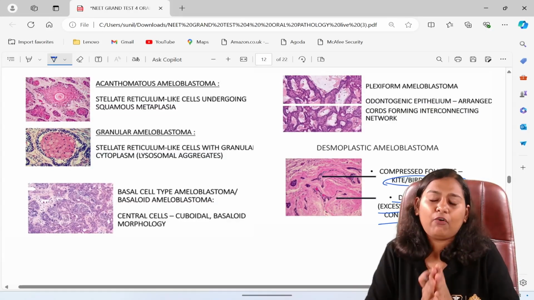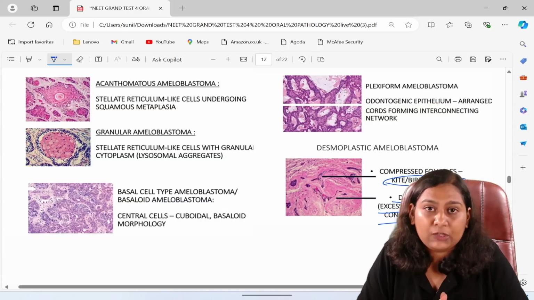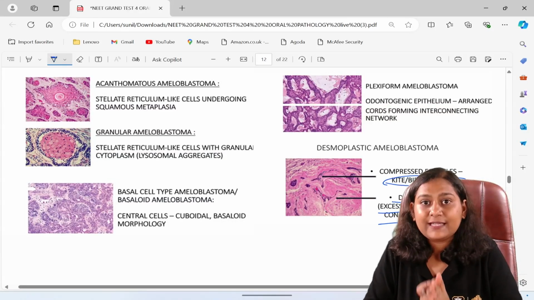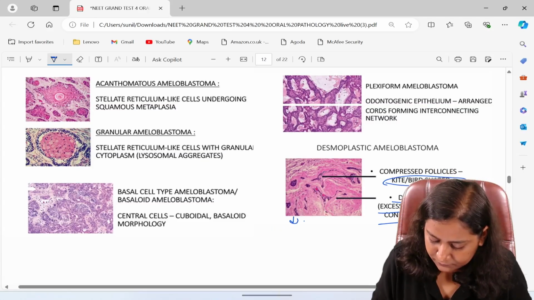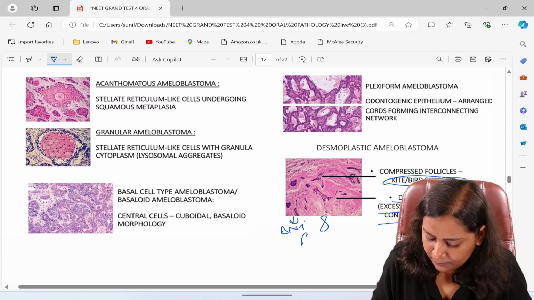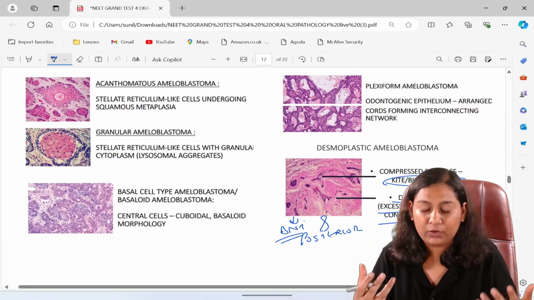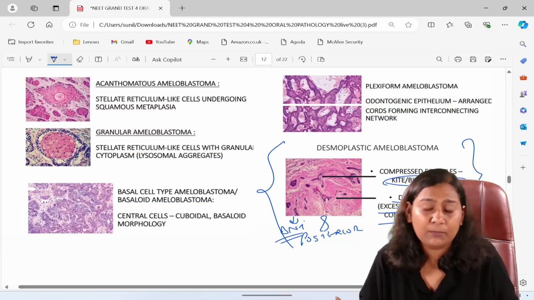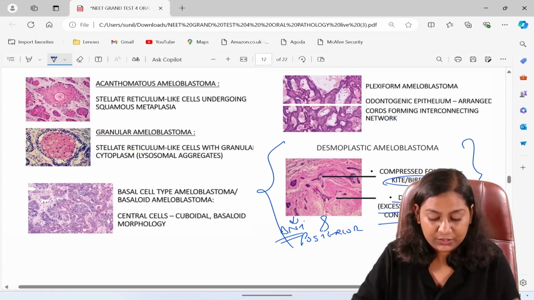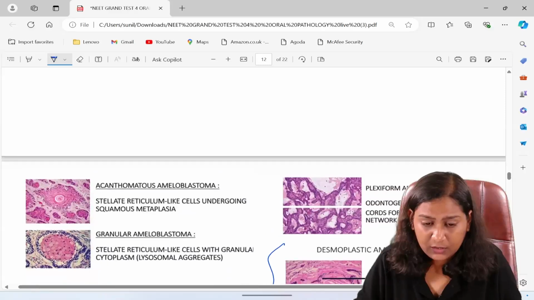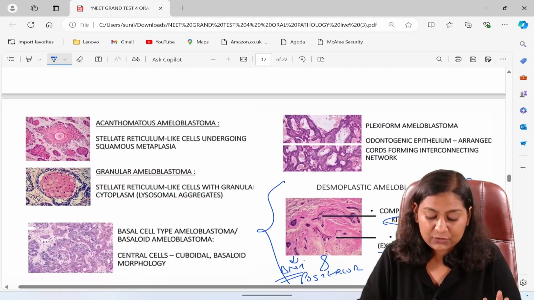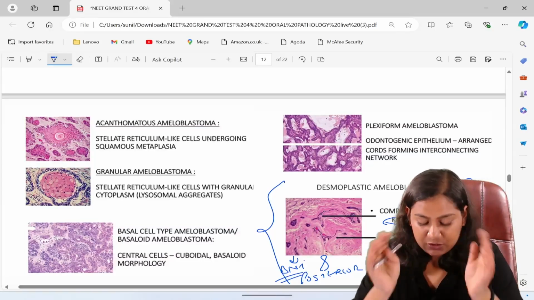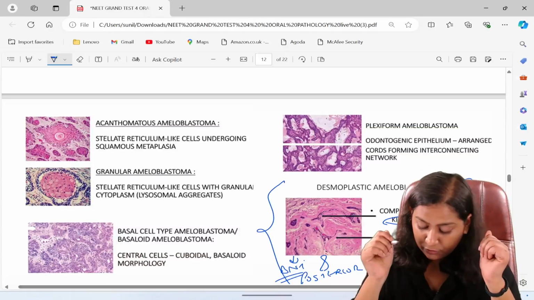Now this is the only type of ameloblastoma which occurs in the anterior region also, anterior and posterior. Anterior, that is most commonly towards the canine and premolar. This is the only type; the rest all occur in the posterior region. So which is the most common type of ameloblastoma? It is follicular. So let's look at the 6 histopathological variants of ameloblastoma.